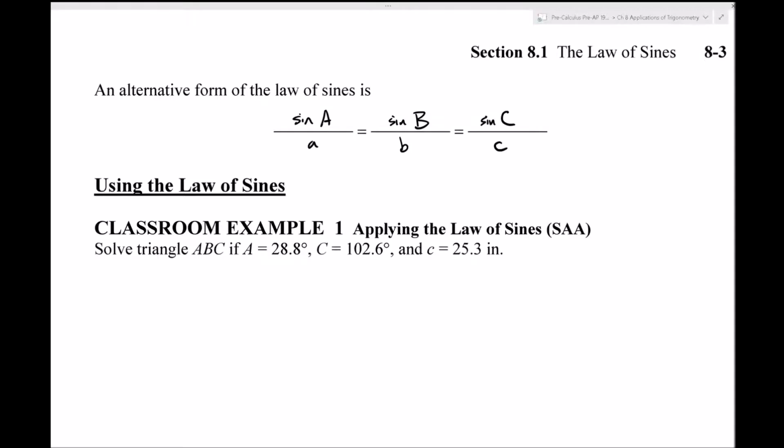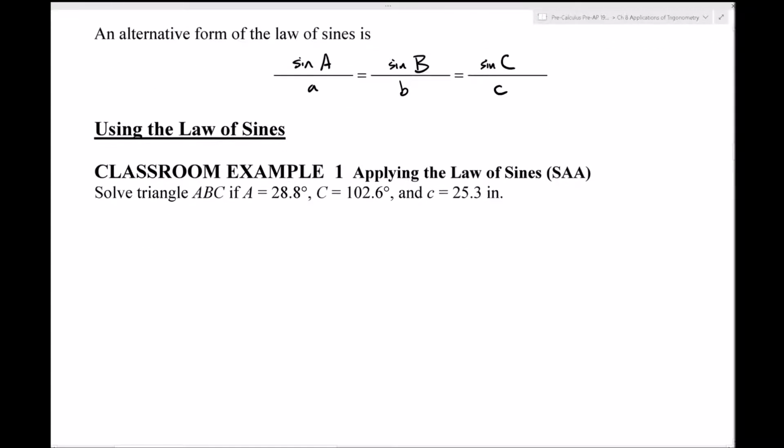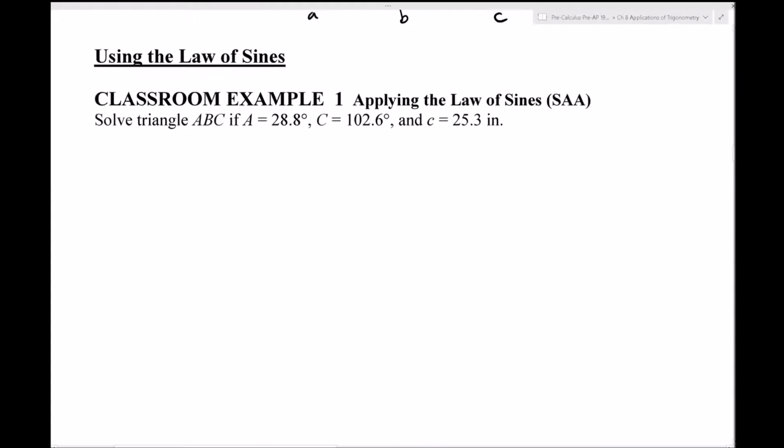So example 1. Solve triangle ABC if angle A measures 28.8 degrees, C measures 102.6 degrees, and little c, which is opposite of big C, has a side length measure of 25.3 inches. So I'm going to want to draw this. And this is an obtuse triangle. So maybe we could draw it like this to draw an obtuse triangle. I'm really bad at drawing obtuse triangles.